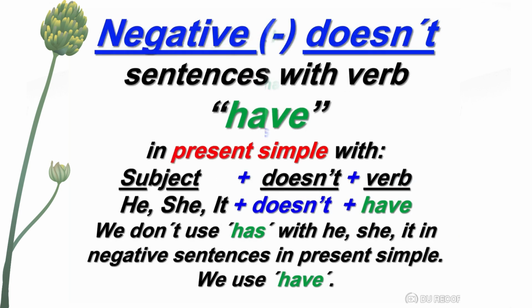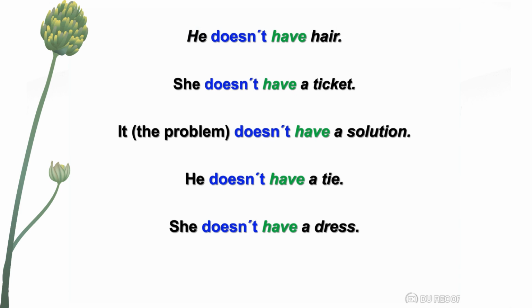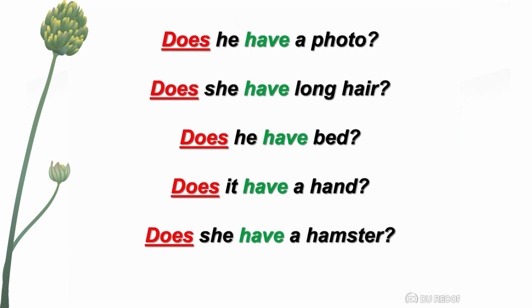Let's continue. Negative. He doesn't have hair. She doesn't have a ticket. It or the problem doesn't have a solution. He doesn't have a tie. She doesn't have a dress. Question form. Does he have a photo? Does she have long hair? Does he have a bed? So a is missing. Does it have a hand? Does she have a hamster?